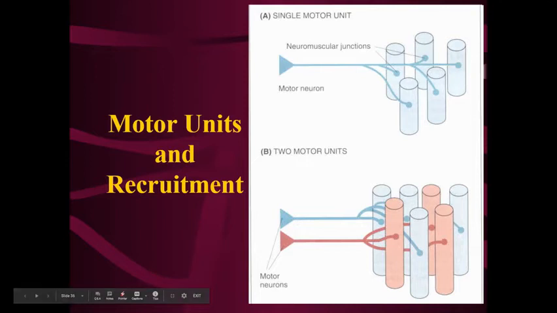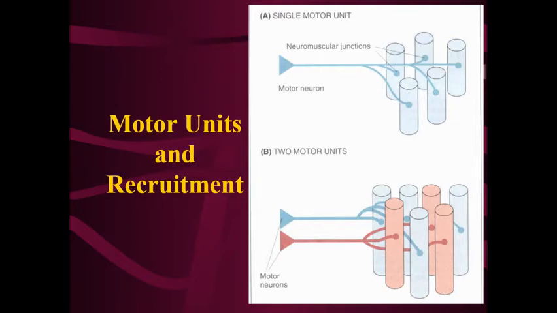So the image on the top is showing a single motor unit that's connected to 5 different muscle fibers. So when that motor neuron has a message to contract, all 5 of them will contract. Where picture B is showing 2 motor units. We have the blue neuron controlling 4 muscle cells, and we've got the red neuron controlling 3 muscle cells.